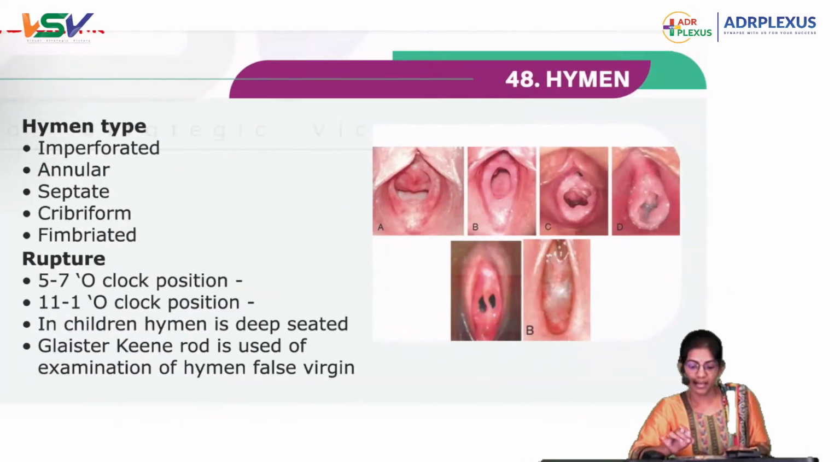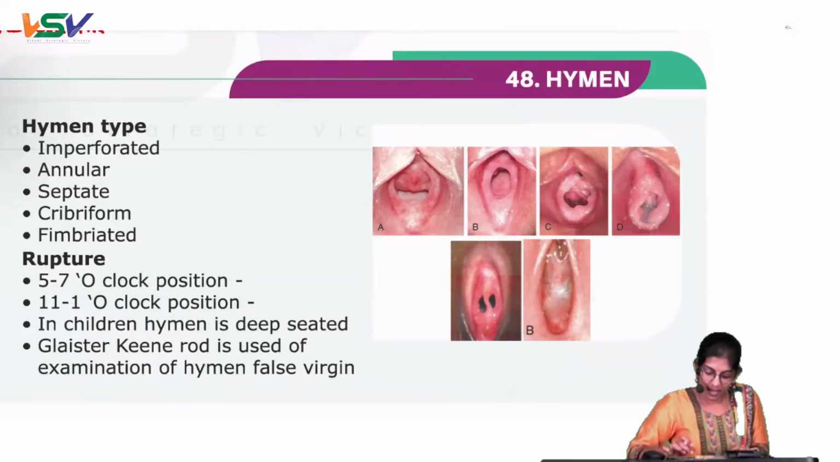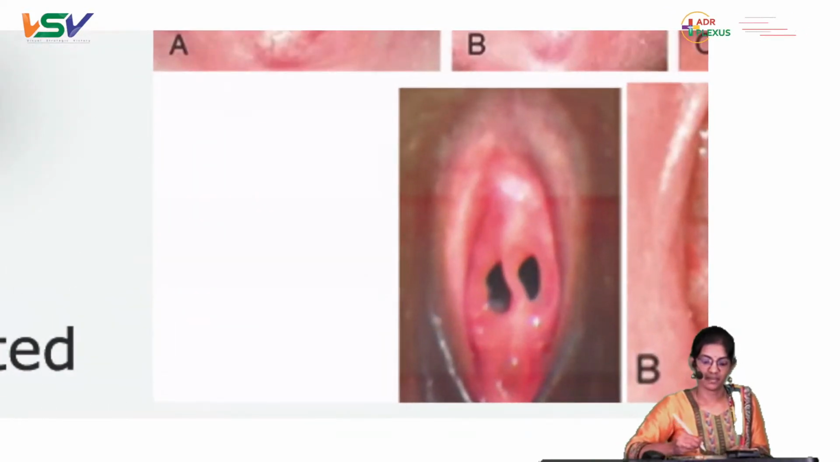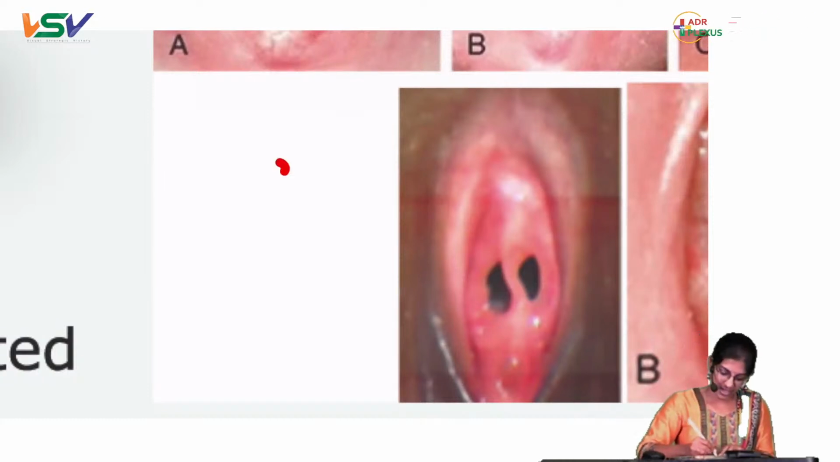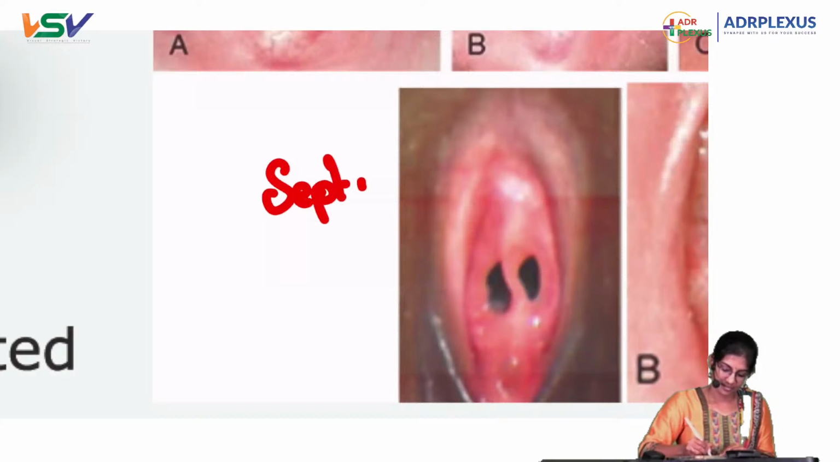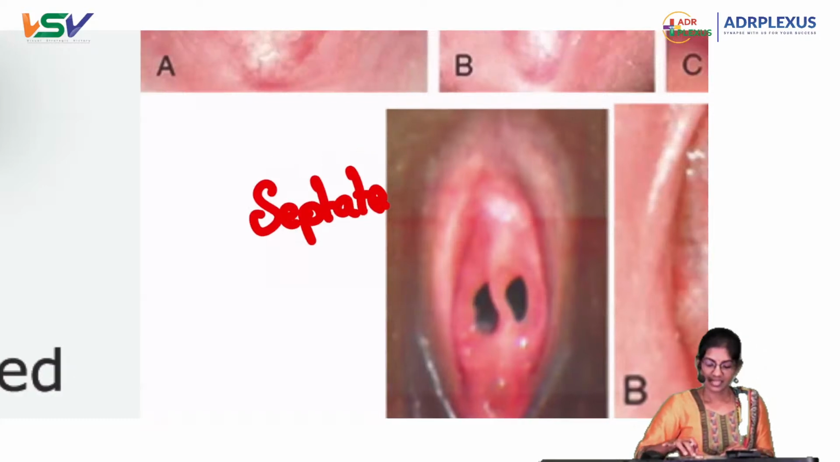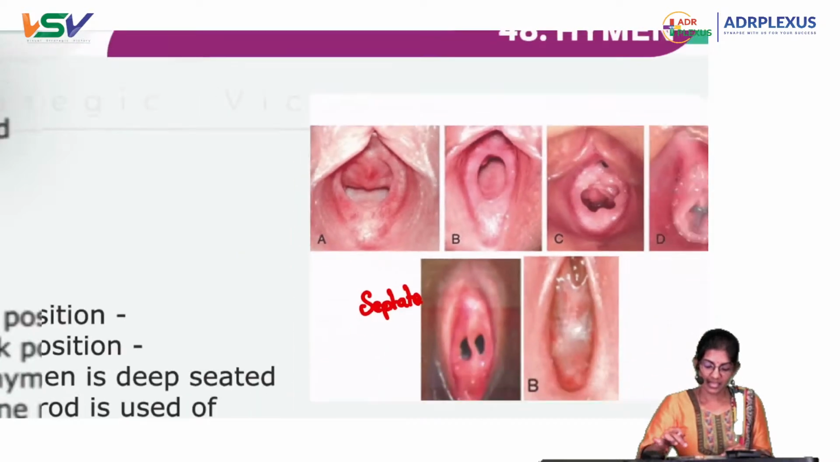Types of hymen. In hymen, an image based question has come. This is the image that they have given. What type of hymen is this? Very simple, very good. Septate. This is septate.